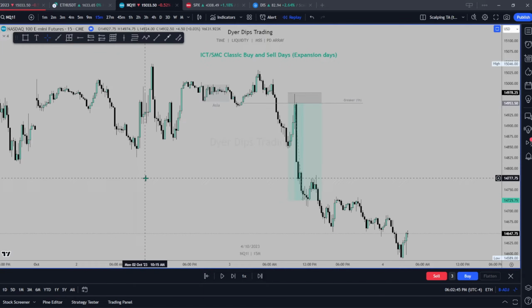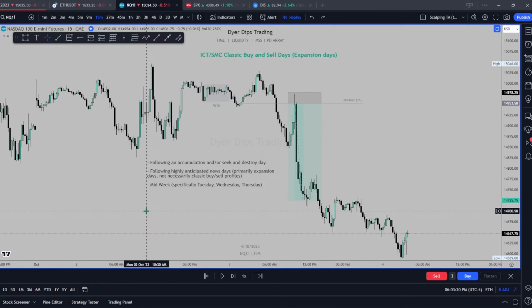So with that said, unlike the seek and destroy days, you are going to be looking for classic buy and sell days or expansion days, also called trend days, on days that are following accumulation or seek and destroy type days. You're also going to be looking for them on highly anticipated news days, specifically following the news release or drop. These are going to be more likely your expansion days. They might not follow the classic buy and sell market profile, but they are more likely to form trend days. And the last day you're going to be looking for these are during midweek. So specifically, you're looking for Tuesday, Wednesday, and sometimes Thursday.